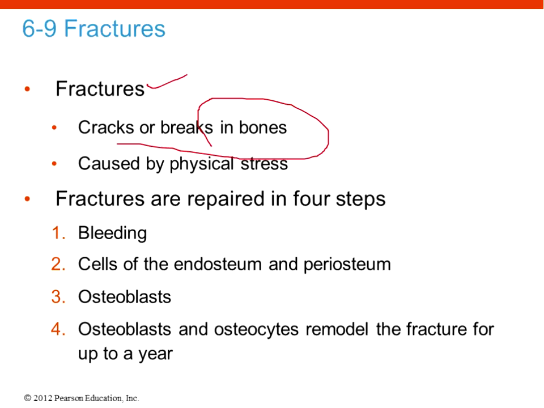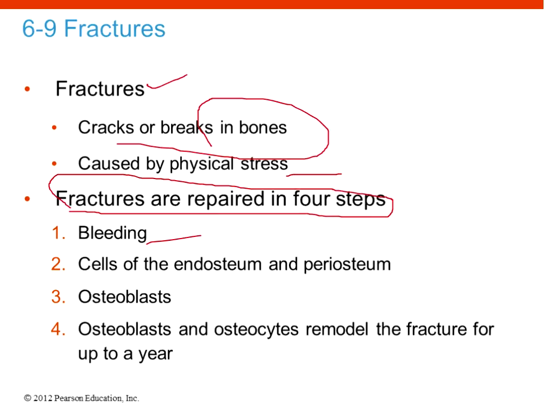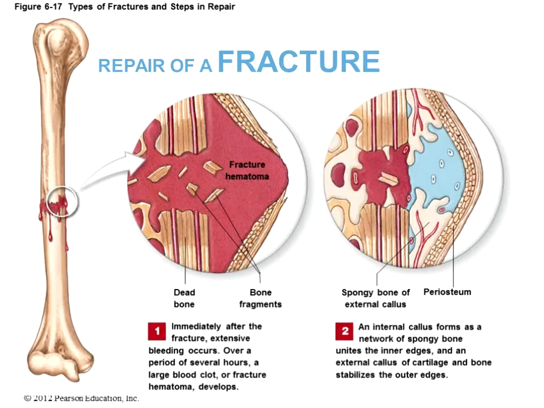First thing, fractures. Fractures are cracks or breaks in bones, typically caused by some sort of physical stress. Like if a kid's playing on a jungle gym and falls off and lands on his arm, he might break his arm. It's a pretty significant trauma or impact. And what's going to happen when that occurs? Well, you're going to have a break, and as a result, you're going to see several things occurring that ultimately lead to the repair of the bone.